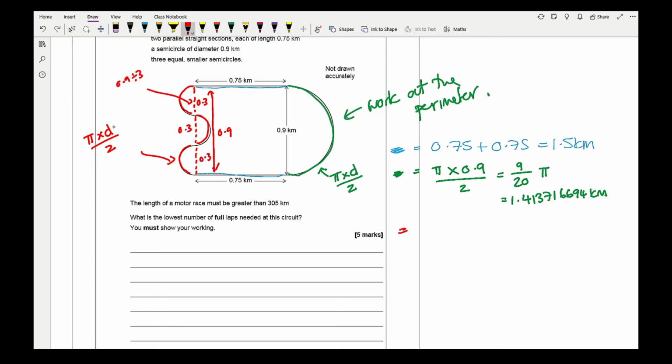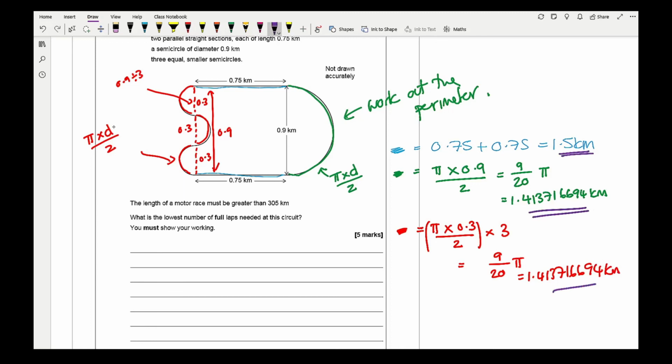So to work out the red section, that's pi times 0.3 divided by 2. And I've got 3 of those, so I need to times that by 3. Working that out, I've got pi times 0.3 divided by 2 times 3, and I get an answer of 9/20 pi, which is the same as 1.413716694 kilometers.